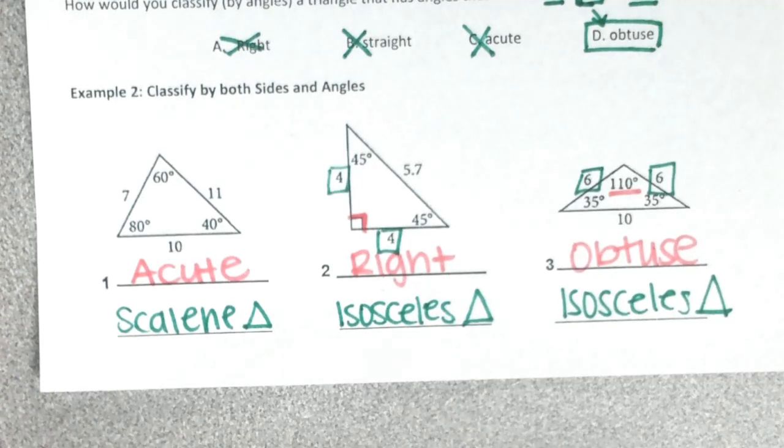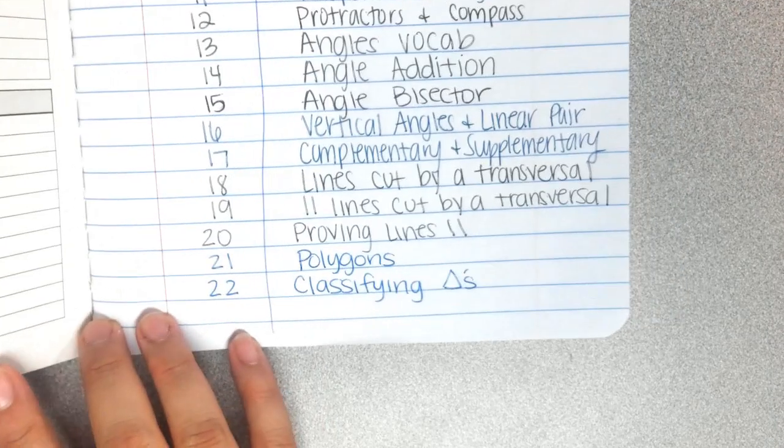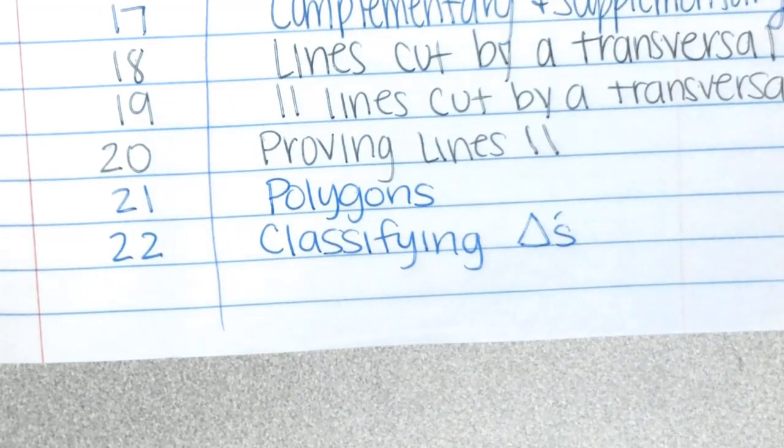So, what I would like you to do now is, please, on your table of contents, write page 21 and 22 and glue the polygons on 21, classifying triangles on 22. You're gluing in 2 papers today.